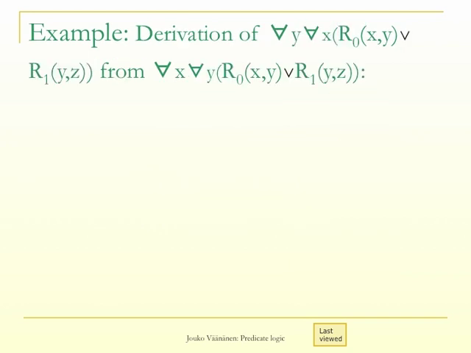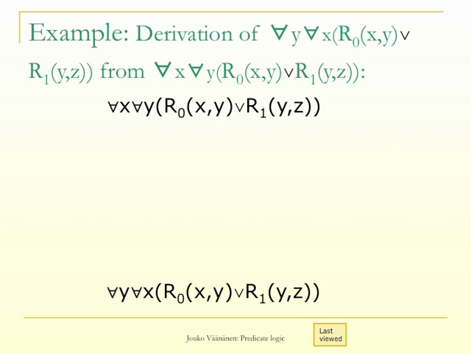Second example, we derive ∀y ∀x (r0 x y or r1 y z) from ∀x ∀y (r0 x y or r1 y z). There's a lot of similarity between the assumption and the conclusion. It is just that the universal quantifiers have swapped their places. Note that there is one free variable z in this formula.